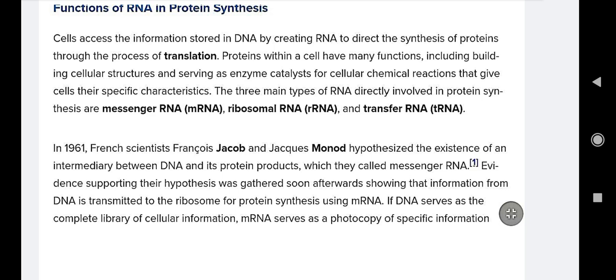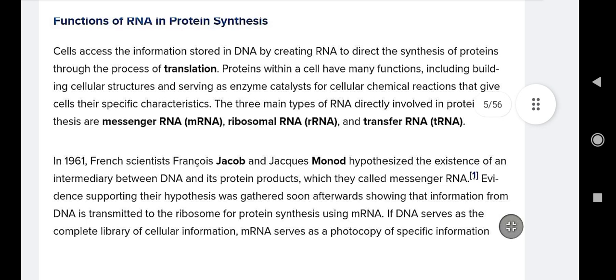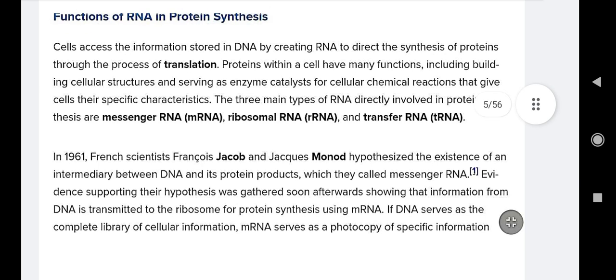Those three main types of RNA are messenger RNA, also written as mRNA, with the m in small letter, ribosomal RNA or rRNA, and transfer RNA or tRNA. So these three types of RNA are involved in protein synthesis, successfully preparing the particular protein from the mRNA, using it as a template.